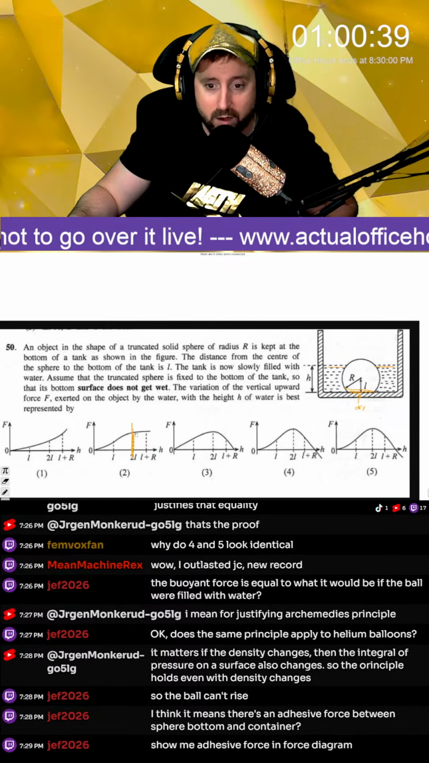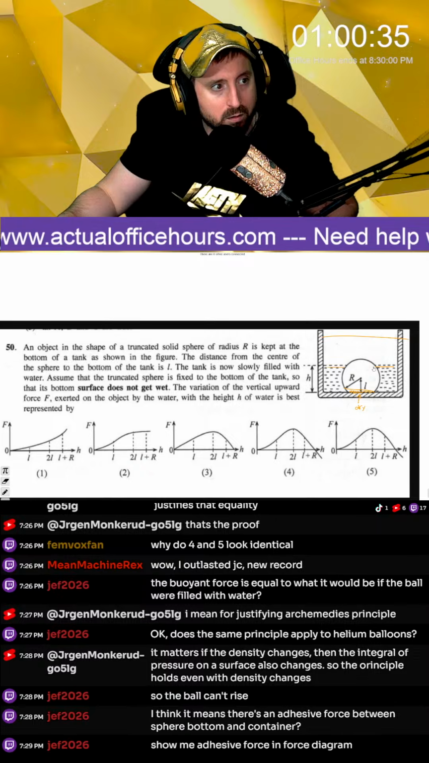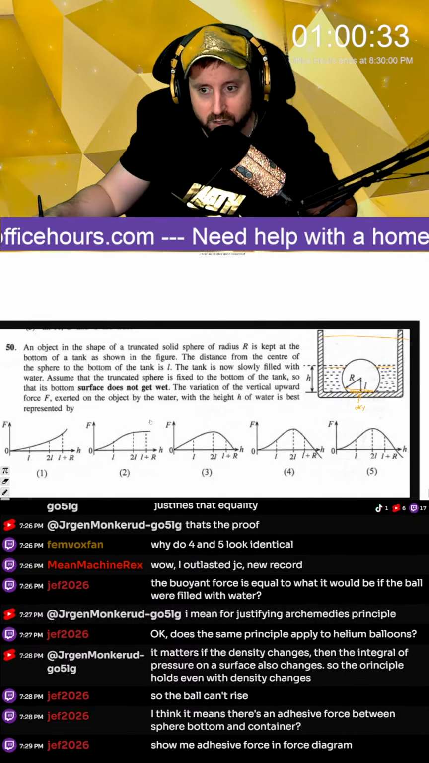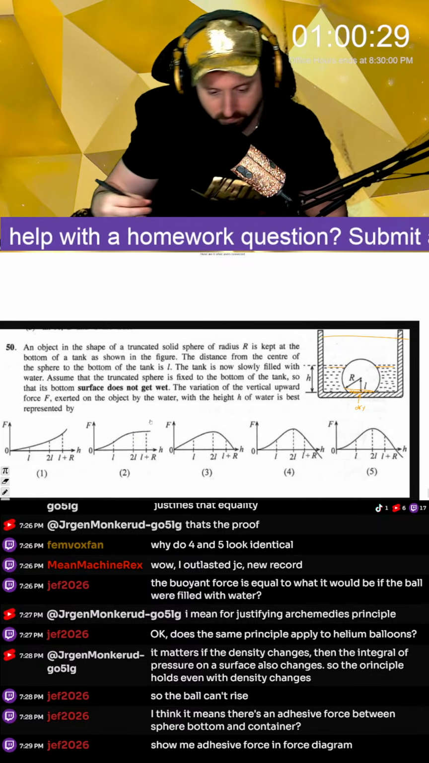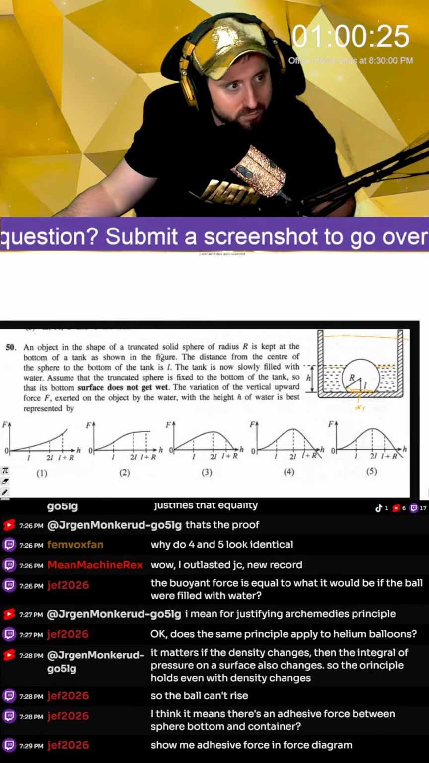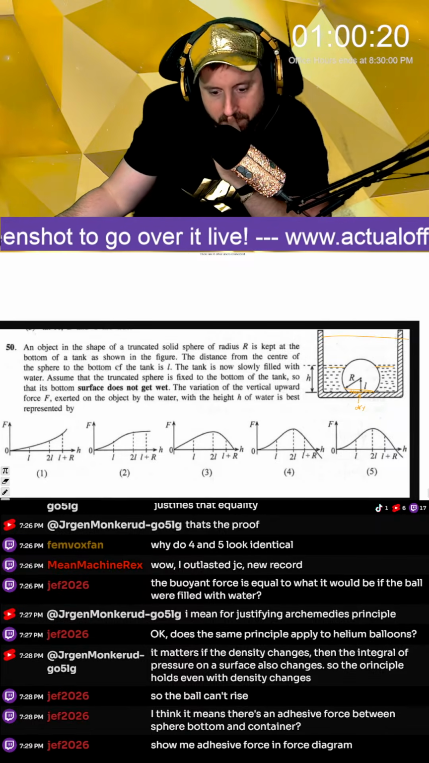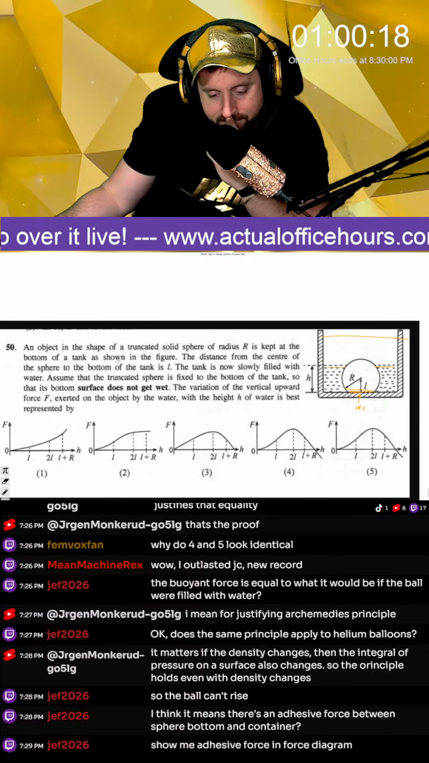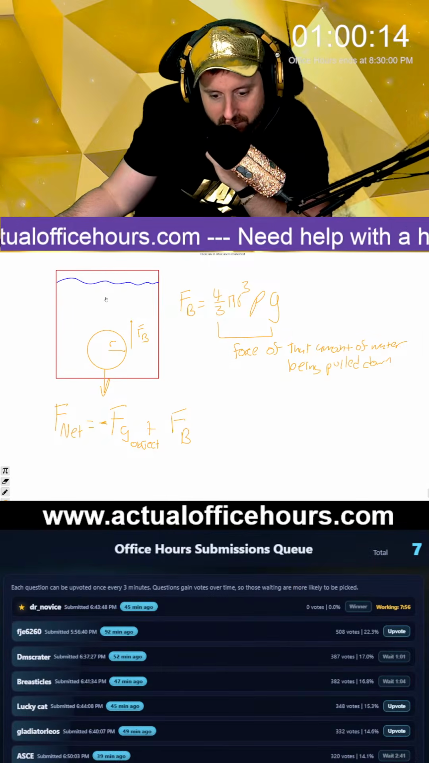Yeah, after 2L, the amount of force pointing up should be the same, no? It should just be constant. Unless you can't use Archimedes' principle here, then I'm lost. Shouldn't it decrease? Archimedes' principle says it doesn't matter.